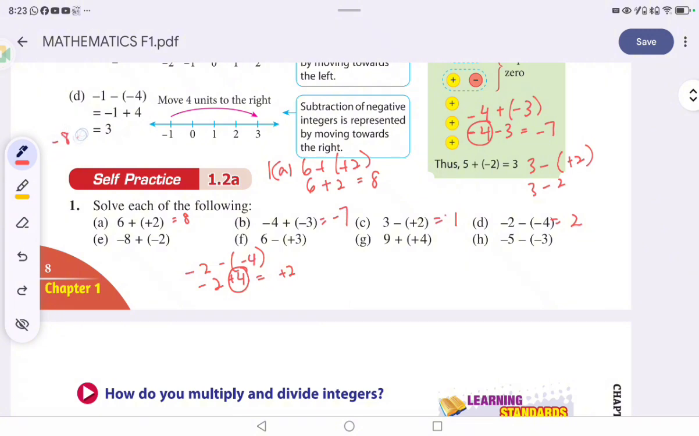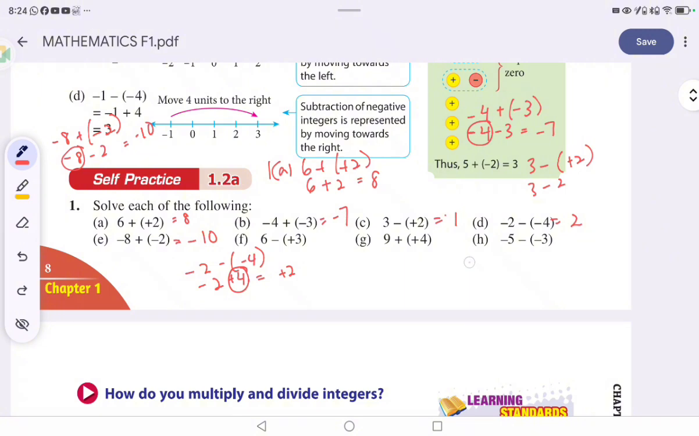Negative 8 plus negative 2. So negative 8 plus minus 2. Negative plus negative, so you add: 8 plus 2 gives 10. The bigger number has a negative integer, so negative 10.